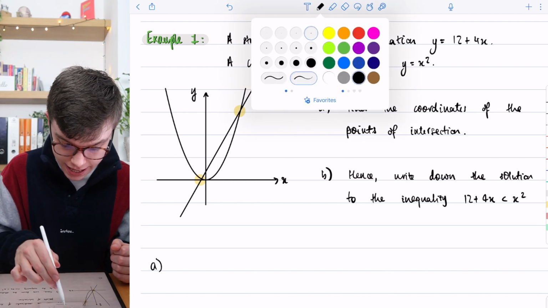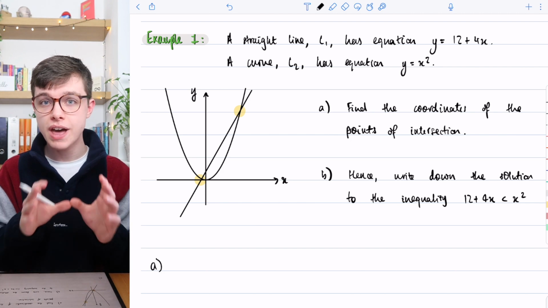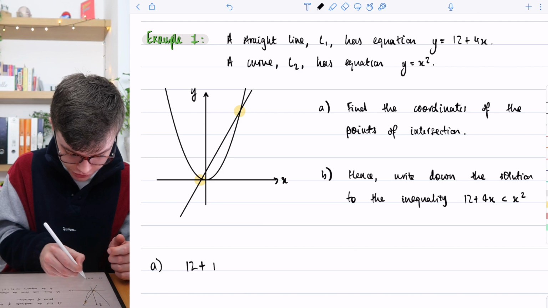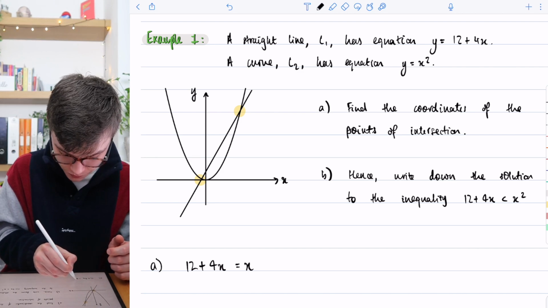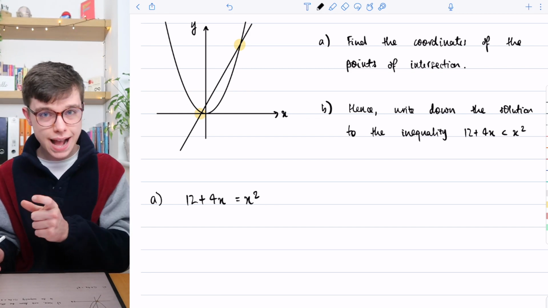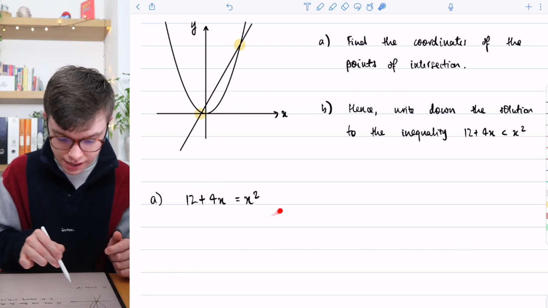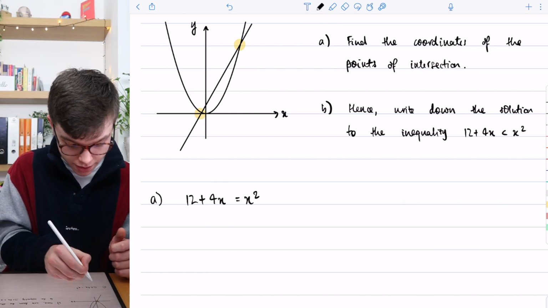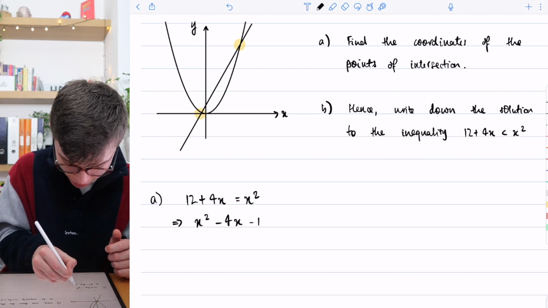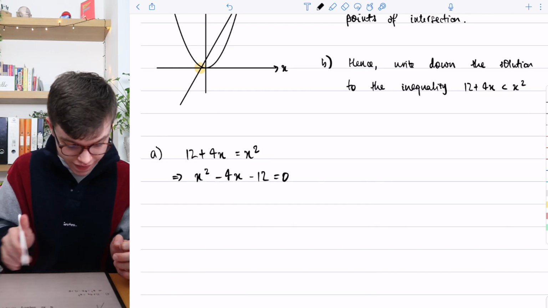So part A, the first thing we want to do is set the two graphs equal to each other, because where they cross, it means they are equal. So 12 plus 4x is equal to x squared, okay? I'm then going to get the right-hand side to be equal to 0, so I'm going to take these two terms over this side and then just write it the other way. So I'm going to have x squared minus 4x minus 12 is equal to 0.